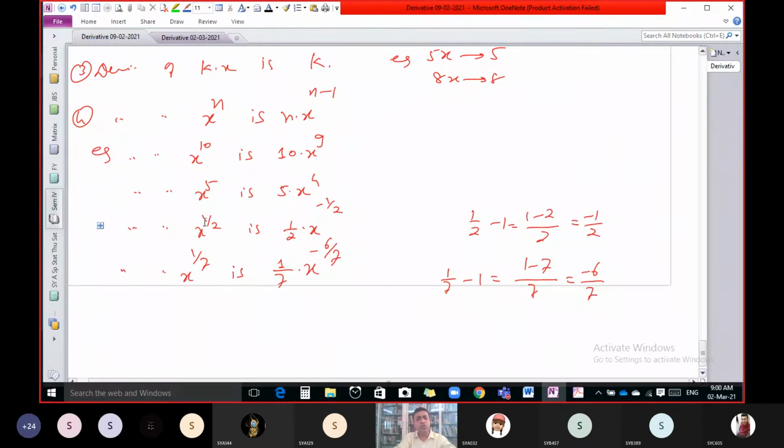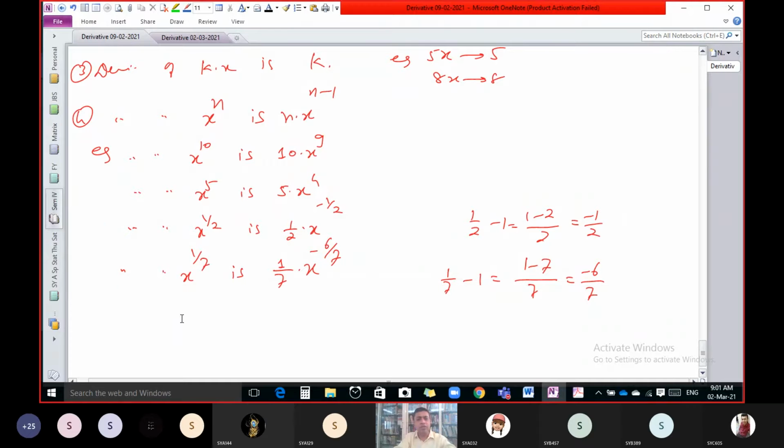Derivative of x raised to 1 by 2. The answer is 1 upon 2 into x raised to 1 upon 2 minus 1. So how to do the calculation? Take 2 LCM. So we get 1 minus 2 in numerator, that means minus 1 in numerator and denominator 2. So the derivative of x raised to 1 by 2 is 1 by 2 into x raised to minus 1 by 2.